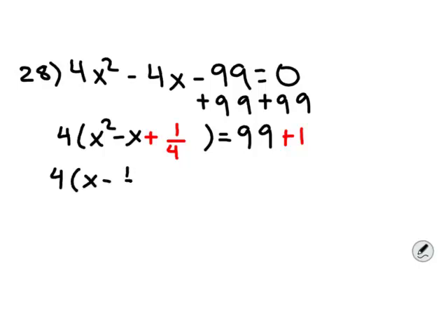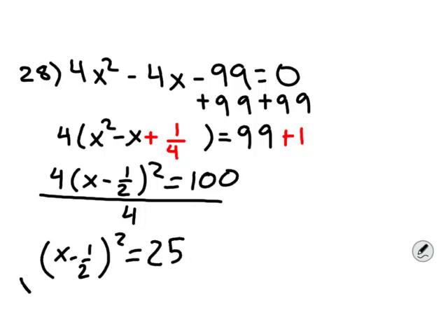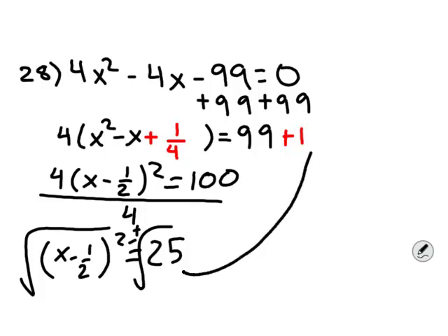Alright, so we factor that to be x minus 1/2 squared equals 100. So now we need to divide both sides by 4. So we end up with x minus 1/2 squared equals 25. So now we need to take the square root of both sides and put our plus and minus in. So we got x minus 1/2 equals plus or minus 5.